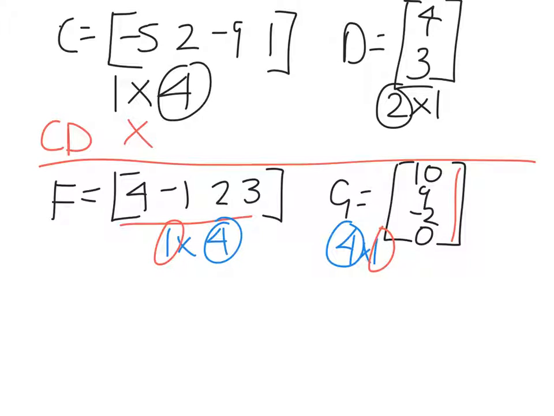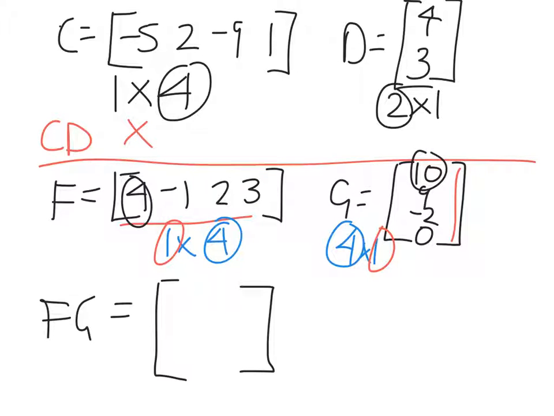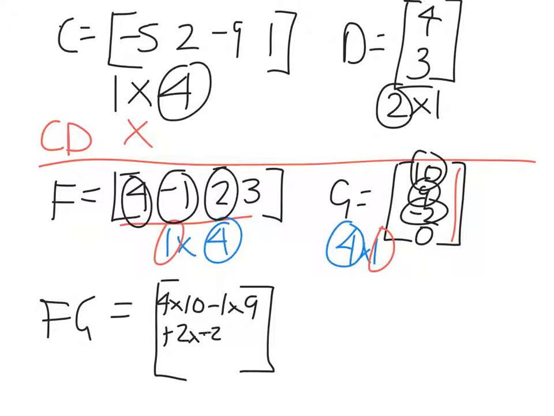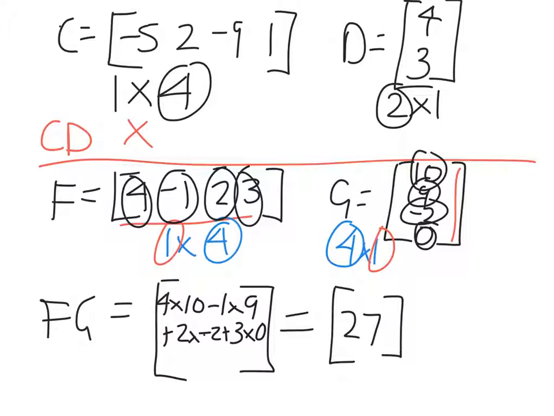So, FG across by down will be a matrix with 1 element: 4 times 10, plus -1 times 9, plus 2 times -2, plus 3 times 0. Again, we're pairing up elements, multiplying them together, and adding up all our answers. So it's 40 minus 9 minus 4 plus 0, which just gives us the number 27.